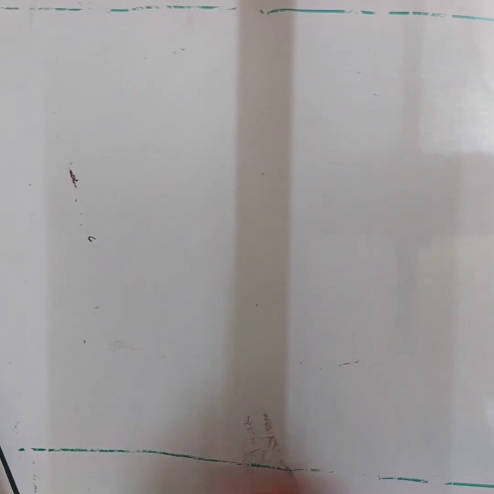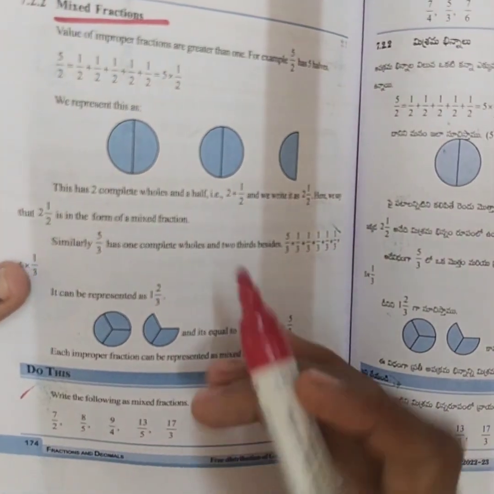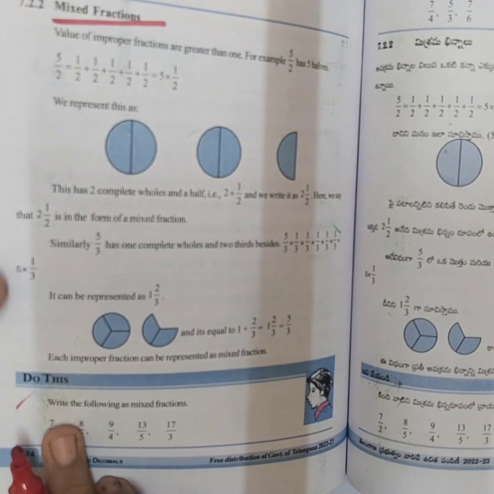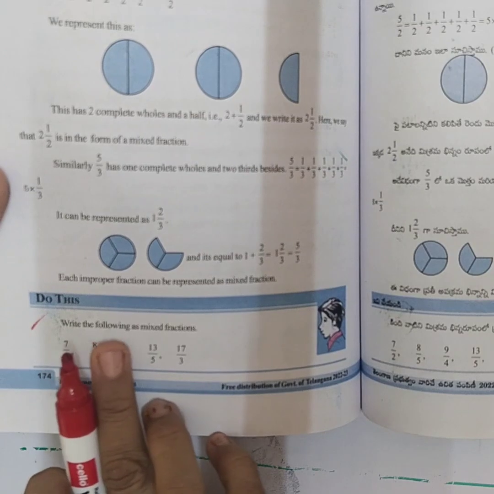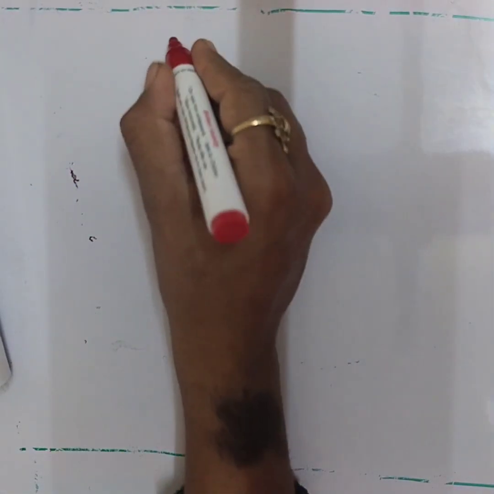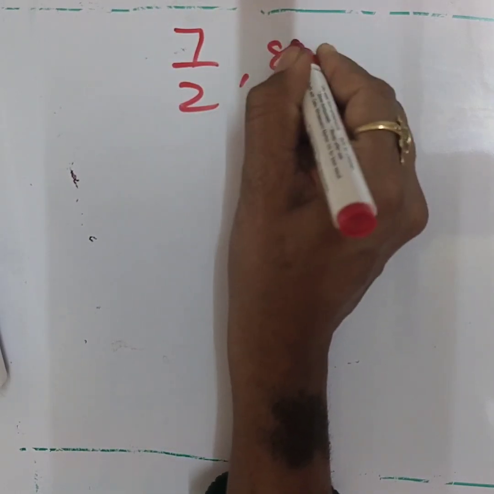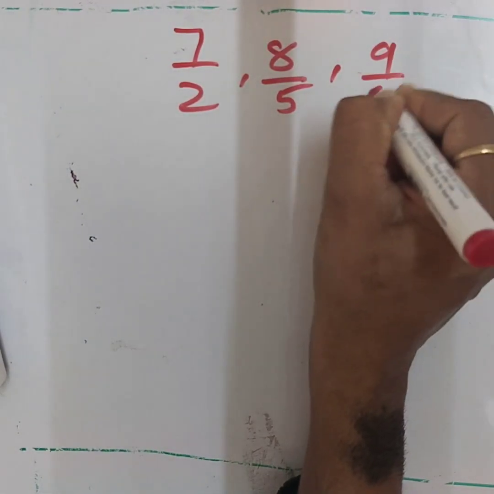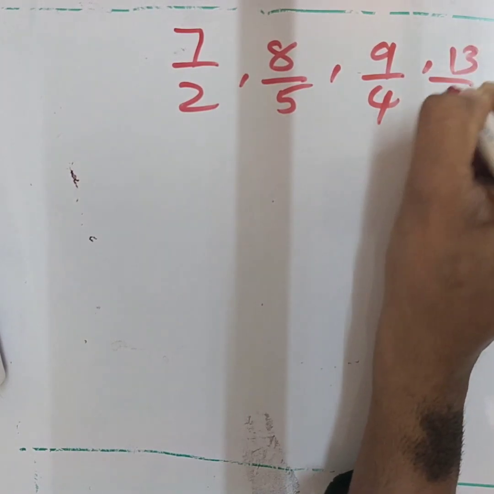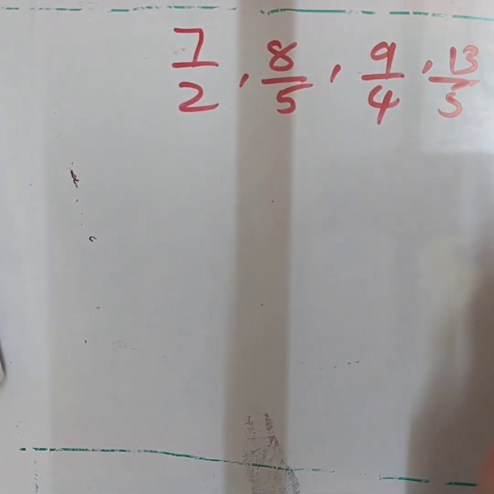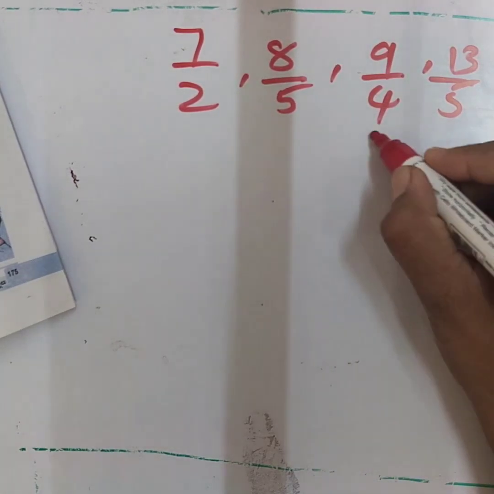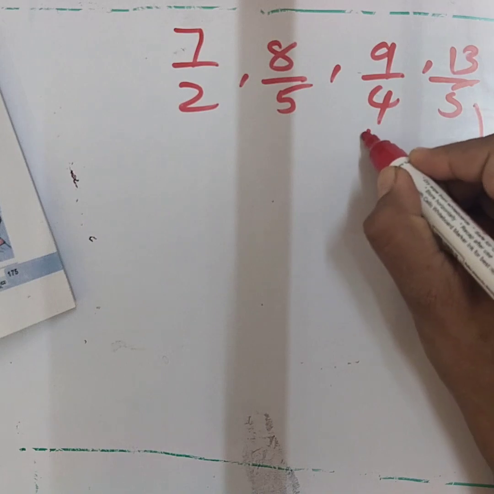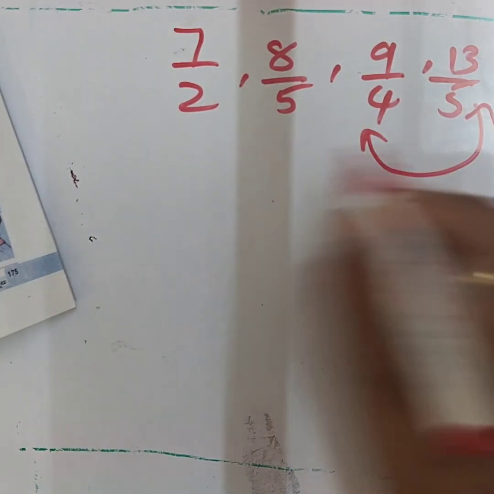In the textbook, under mixed fractions, they have given a "Do this". In this "Do this", the question is: write the following as mixed fractions. What are they given? 7/2, 8/5, 9/4, 13/5, and 17/3. I will show you any 3, and you can solve any 2. These 2 problems you have to solve. I will explain the remaining 3.